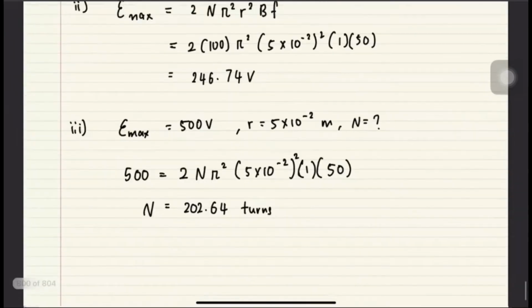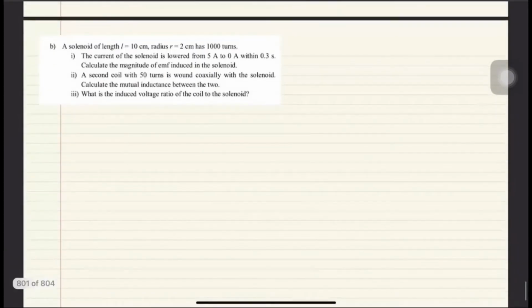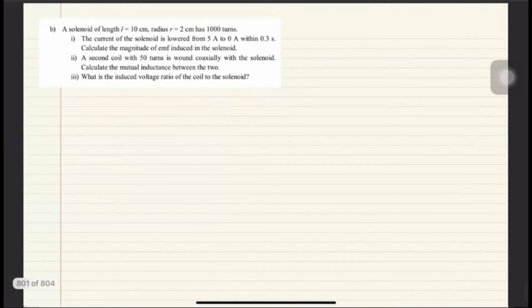Okay, next question. Question B. Kata solenoid of length L, R is 2 cm and has 1000 turns. Current lowered from 5 to 0 within 0.3 seconds. Calculate the magnitude of EMF induced in the solenoid. Second coil 50 turns within coaxially. And then what is the induced voltage ratio for the coil to the solenoid? Okay, soalan yang B ni, adakah dia pasal inductance ke pasal EMF? I mean, pasal Faraday ke pasal inductance?